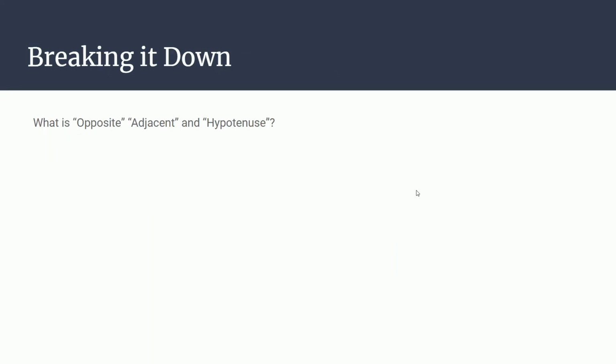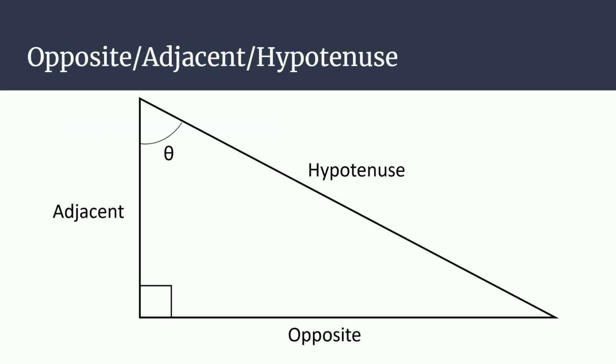But the question is, what is an opposite, adjacent, and a hypotenuse? Let's look at this. So this is called a theta. It's another way of saying you're a variable for an angle, or your unknown angle. This is going to be your central focus point in determining opposite, adjacent, and hypotenuse. Everything is from this theta's perspective.